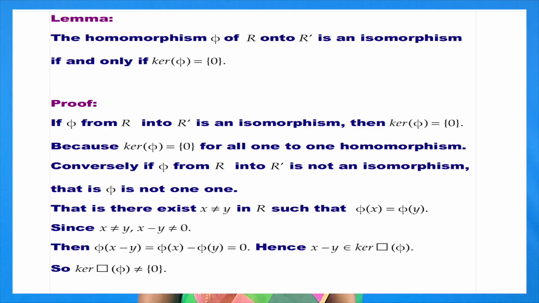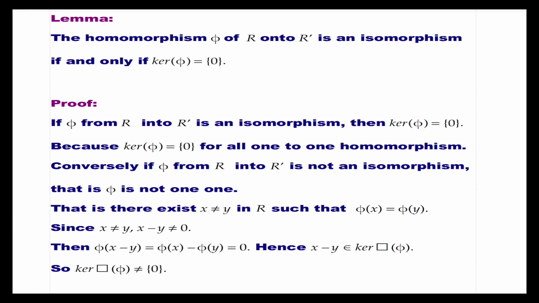Until now, we know about kernel and homomorphism. By using these two, we can easily find whether the homomorphism is an isomorphism or not. Next we are going to discuss the lemma. The statement of the lemma is: the homomorphism phi of R onto R dash is an isomorphism if and only if kernel of phi equal to singleton 0.